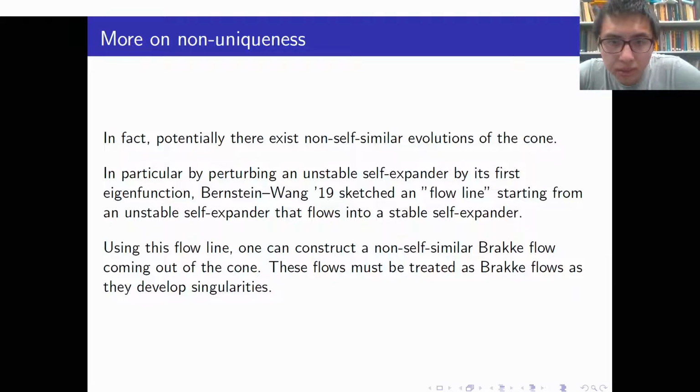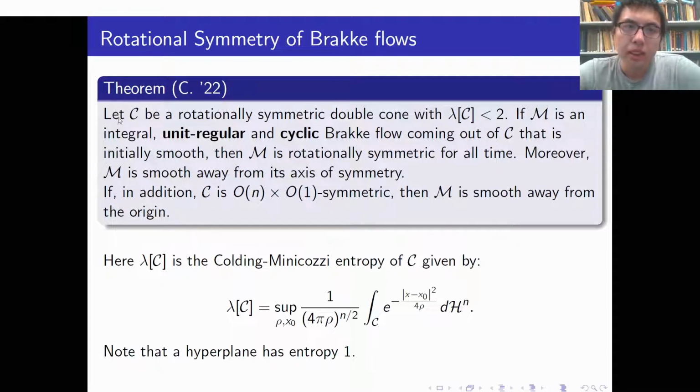Now, the point is that there exist other flows that come out of the cone, not just the self-expanders that we've been talking about. In fact, we can show a much more general result. Let C be a rotationally symmetric double cone with entropy lambda, which I'll talk about a little bit later, and suppose M is an integral, unit-regular, cyclic Brakke flow coming out of C that is initially smooth. Then M is rotationally symmetric for all time.